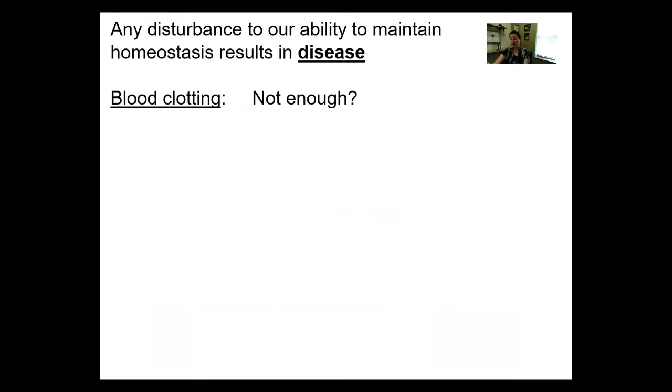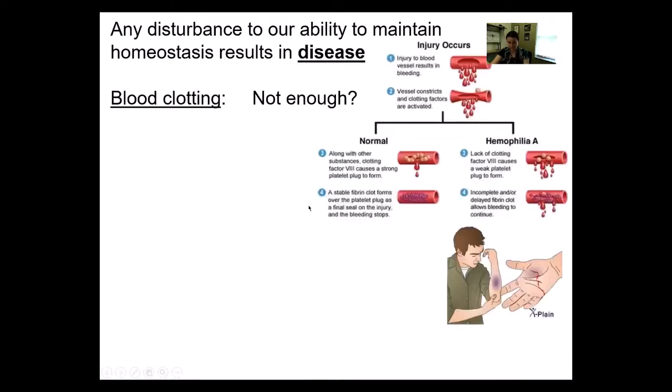Okay. Again, just like Paul Anderson said, any disturbance to our ability to have negative or even positive feedback results in disease. Right? So for example, if you have not enough blood clotting, this can be really bad, like any minor paper cut can cause you to bleed out. Right? So normally you get a cut, you form a platelet plug, you form a true scab, the blood loss is stopped and your tissue can heal.